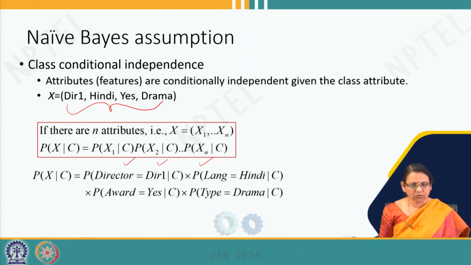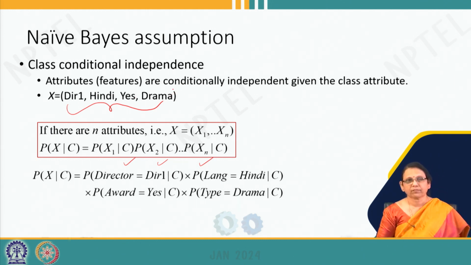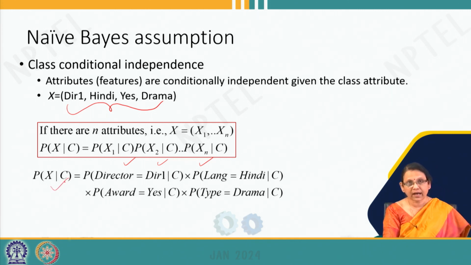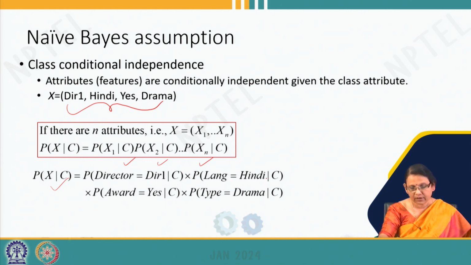So, what was our data set? We had a movie with director 1, language was Hindi, it got an award, and it was a drama type. Assuming that all these features are independent of each other, this can be computed: probability of director given C, probability of language equal to Hindi given C, probability of award equal to yes given C, and so on.